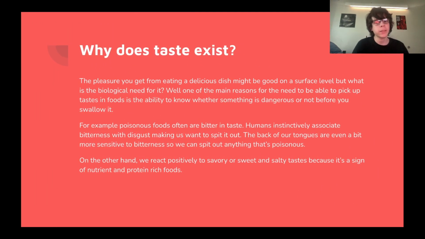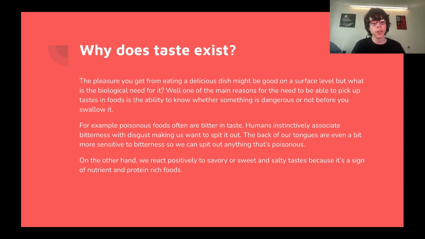Why does taste exist? The pleasure you get from eating a delicious dish might be good on a surface level, but what is the biological need for it? One of the main reasons for the need to pick up tastes in food is the ability to know whether something is dangerous or not before you swallow it. For example, poisonous foods are often very bitter in taste. Humans instinctively associate bitterness with disgust, making us want to spit it out.